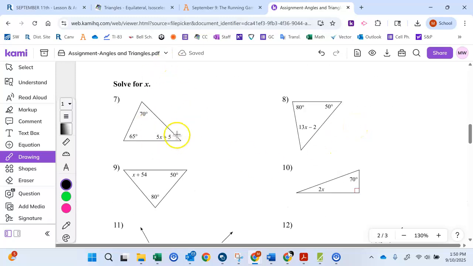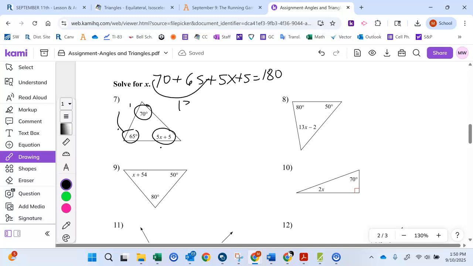The next thing, what happens when we get something like this with x inside it, right? We have this right here. Well, it's still the same thing. All three angles, 1, 2, 3, equal 180. So I'm going to go 70 plus 65 plus 5x plus 5 equals 180, right?